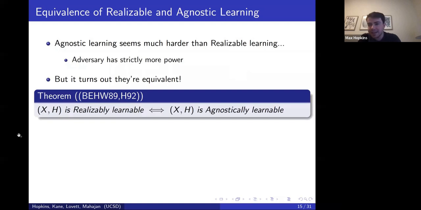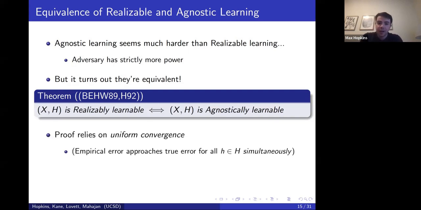But broadly speaking, it's not. It turns out it's a fairly classic result that these two models are information theoretically equivalent in the following sense: that a hypothesis class H is realizably learnable if and only if it is agnostically learnable. Now, I'm brushing some stuff under the rug. The number of samples that are required is different, but this learnability statement is the same. That a class is realizably learnable if and only if it is agnostically learnable. And how does the traditional proof of this go?